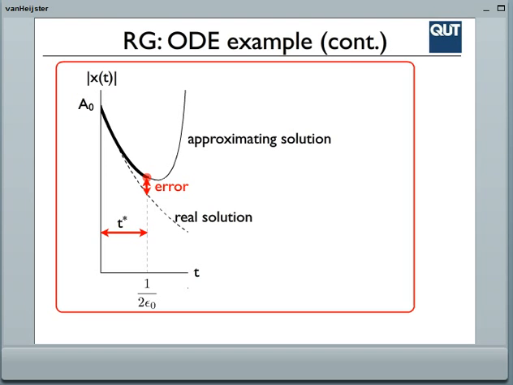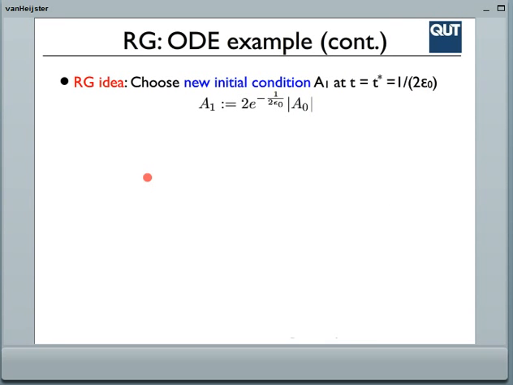So we're going to solve the same ODE, but now with a new initial condition at this time step. This initial time t star, which was this one, not this one. Choose a new initial condition epsilon naught.